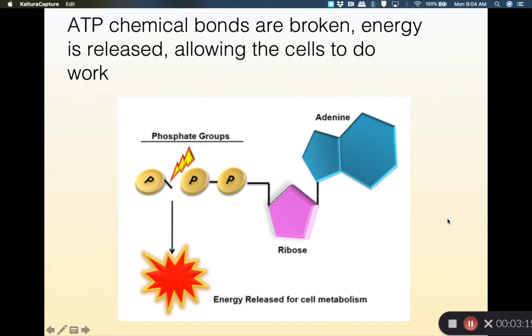So let's look a little bit closer at this powerful molecule. We have first this adenine group, then a ribose group, the simple sugar, and then these three phosphate groups. And this is where the energy is stored. When these phosphate bonds are broken, we get an energy release, and that is what we use for metabolism. Really, ATP is what the cell uses in order to do any sort of work or processing.